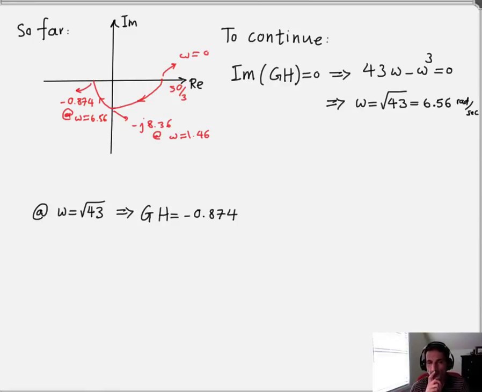So the next thing I'm going to talk about is what happens around omega equal to infinity. And again, remember that you're not always going to have really well-behaved problems like this, where there is one solution for omega equal to 0, what happens around omega equal to 0, and one solution, as we saw here, for when the imaginary part of GH is equal to 0. You're not necessarily always going to have a solution for each of these, but if you do, then that's how you approach them.